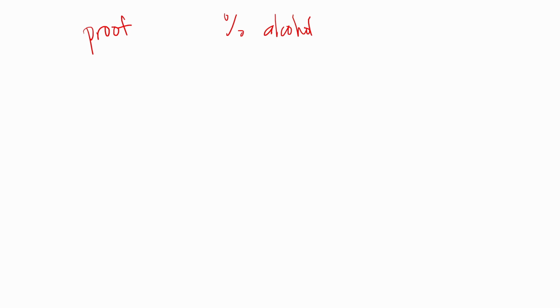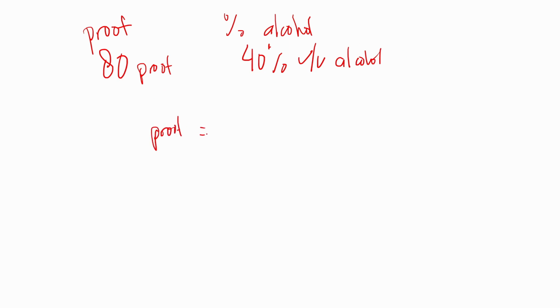So if you look at a bottle of gin, take for example, Cuatro Cantos or Bilog, you will see 80 proof. 80 proof does not mean 80% alcohol. It actually means 40% volume per volume alcohol. Or weight per weight. Volume per volume. Okay. So proof is simply twice percent alcohol.